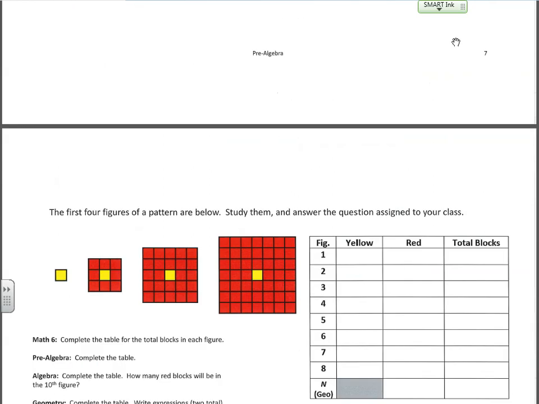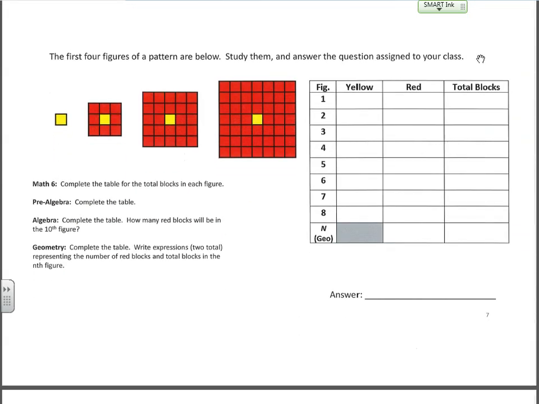Next question, the pattern block question. Okay, so this one, we can see that we're building this pattern with squares. We start with just a single yellow block. In figure 1, there's one yellow block, there are no red blocks, and the total number of blocks is just 1. In figure 2, there's still one yellow block, and you can either count those red blocks up to get 8, and you can add 1 and 8 to make a total of 9, or you could recognize that this is a 3 by 3 square here, and the area of a 3 by 3 square is going to be 9.